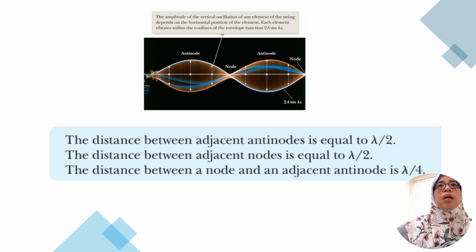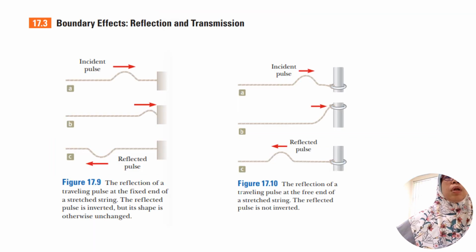So again, look again in the form of concept. Distance between anti-nodes is half of the lambda, including nodes to nodes, which is also half of the lambda. However, anti-nodes and nodes next to one another, which we call adjacent, is 1/4 of the lambda. Alright, this would be the new part of part 2, where boundary effect.